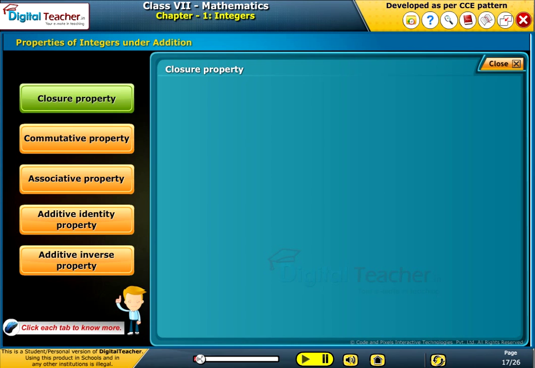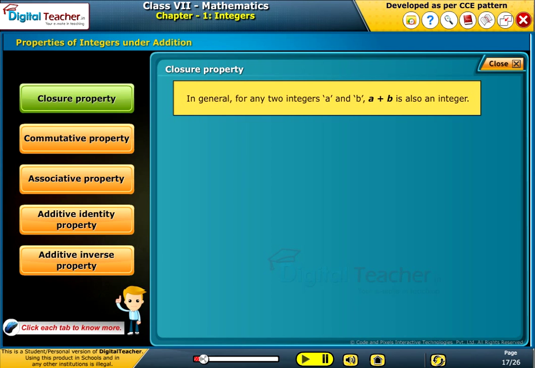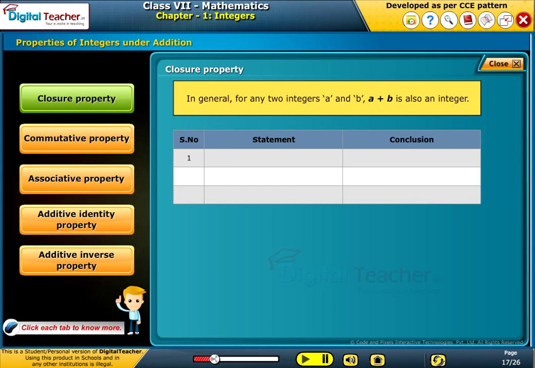Closure property defines for any two integers a and b, a plus b is also an integer. In the first statement, minus 9 plus of minus 8 is equal to minus 17. It concludes that the sum is an integer. In the second statement, 9 plus of minus 8 is equal to 1. It concludes that the sum is an integer.